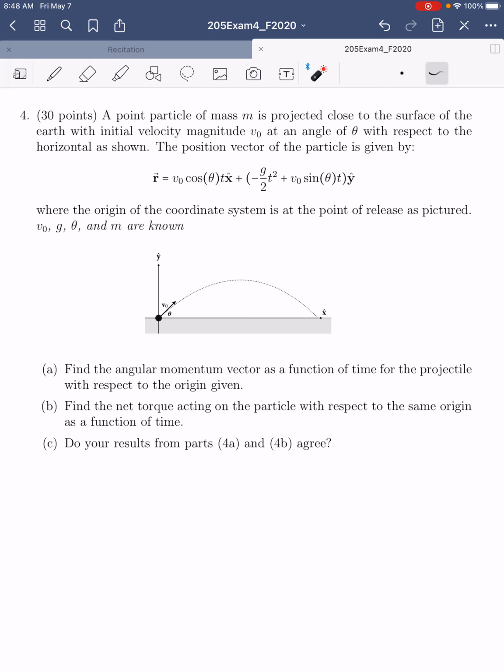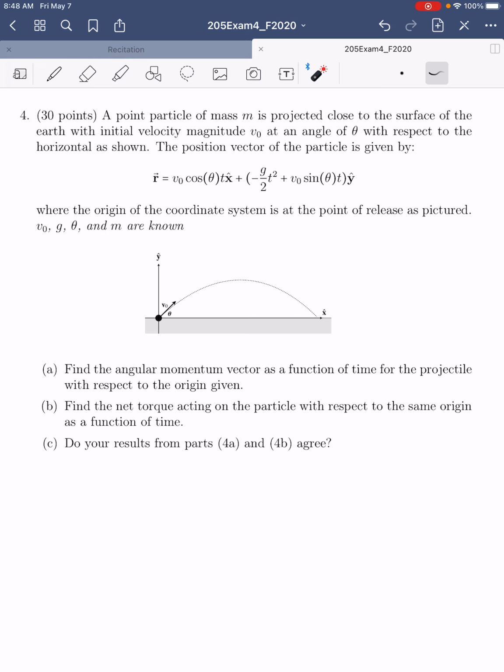Here it is. It's projected with some initial velocity at angle theta close to the surface of the Earth, and comes back here and lands on the Earth. And from kinematics, we know that we can get this position vector. It's given to you in the problem as a function of time. Initial velocity in the x times time for position. Acceleration integrated twice due to gravity, and initial velocity times time.